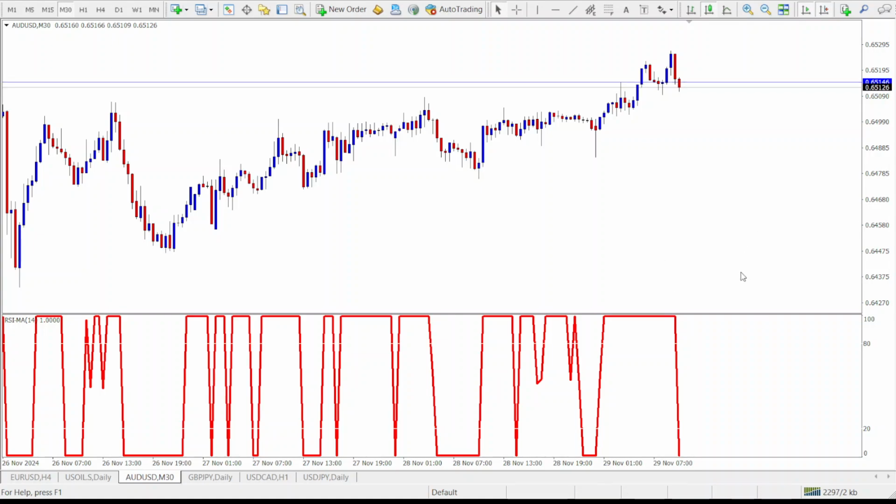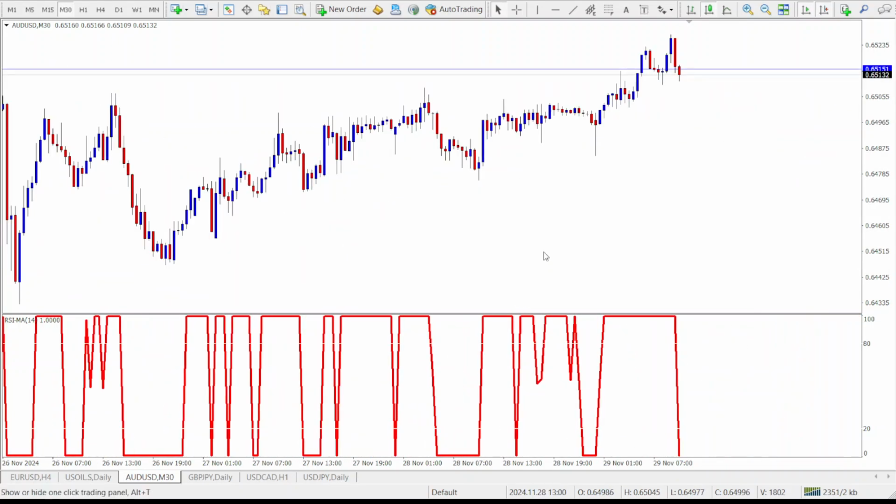Now momentum is actually a key factor in understanding market direction, right? And the RSI MA indicator helps traders to pinpoint the underlying force behind price action. So it's an effective trend following indicator, right? But the indicator does not guarantee profit.